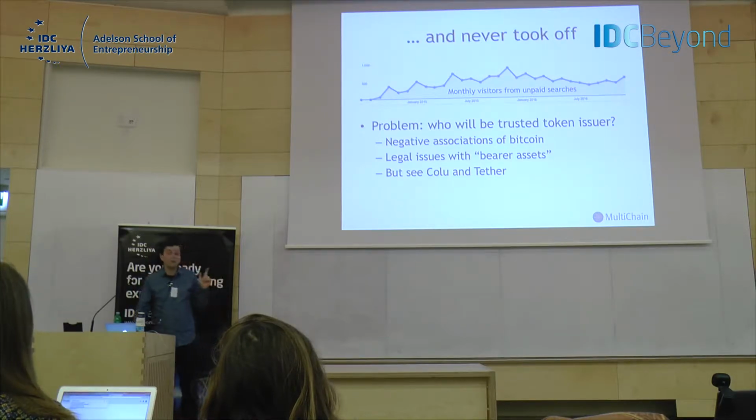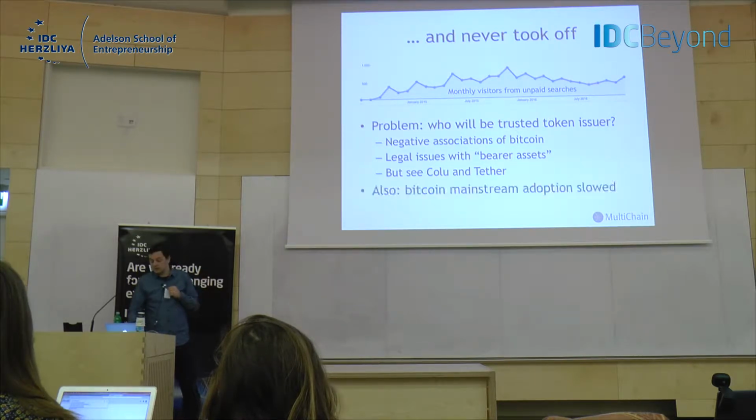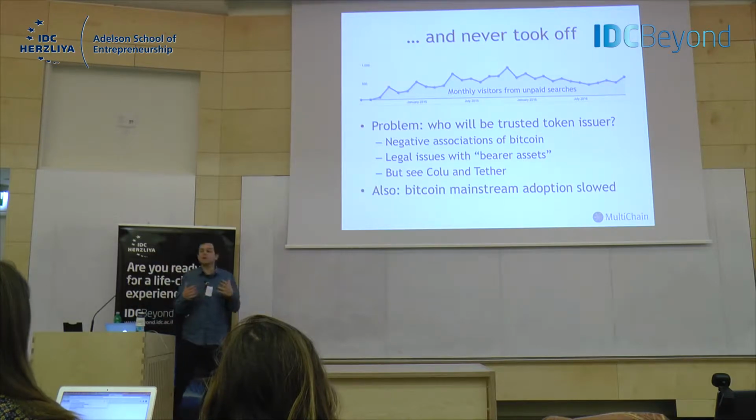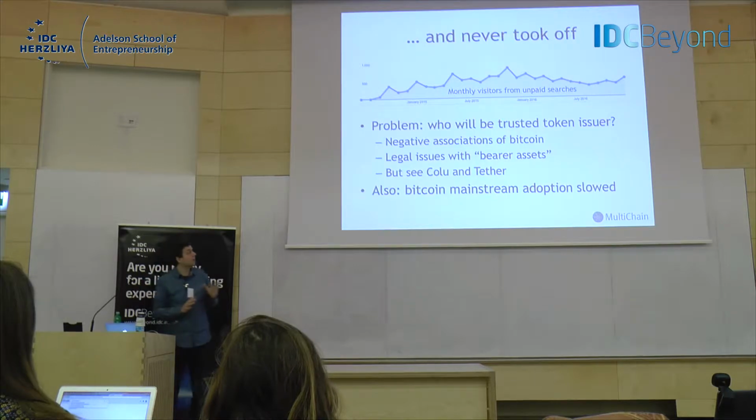And Tether also is one startup that decided to solve this problem by issuing the money themselves, which is not something we thought we wanted to get into, but one company has managed to do it. And the other thing that happened is, as time went on, the adoption rate of Bitcoin kind of slowed down. And so we felt like this wasn't going to be a rapidly growing thing.